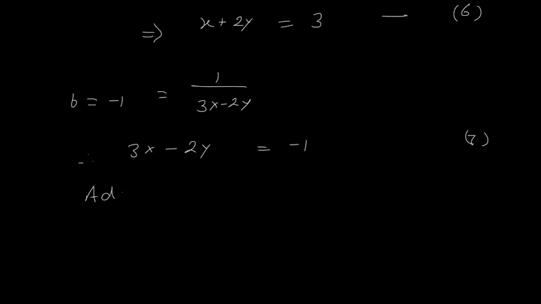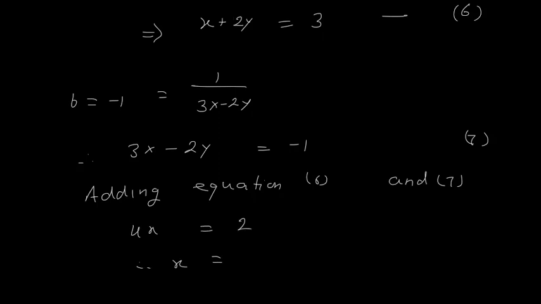Adding equations 6 and 7, we add this 6 and 7. So here plus 2y and minus 2y will cancel. x plus 3x will become 4x. Here we add, so we will get 2. So therefore x is 2 upon 4, which is 1 upon 2. We got the value of x.